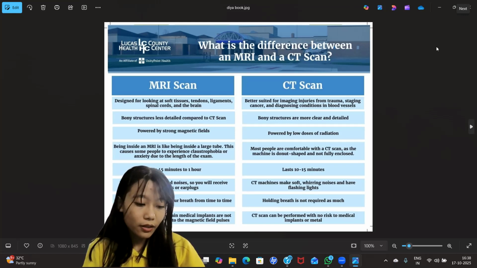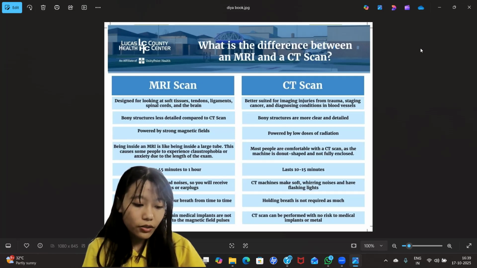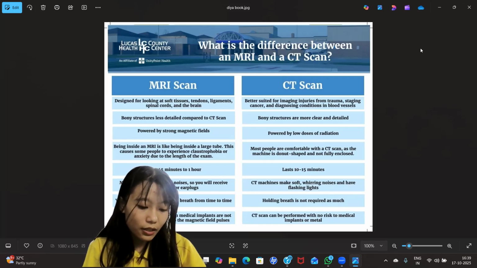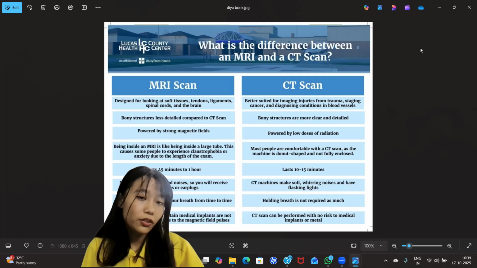And now about the CT scan. A CT scan is better for injuries, trauma, staging cancer, and examining blood vessels. It gives clearer images of bones and works using low doses of radiation. CT machines are donut shaped, more open, and most people feel comfortable inside. They take just 10 to 15 minutes, make soft vibrating sounds, and metal implants are not a problem. In summary, MRI is best for soft tissue details, while CT is faster and better for bone and emergencies. Both are powerful tools, just used for different medical needs.